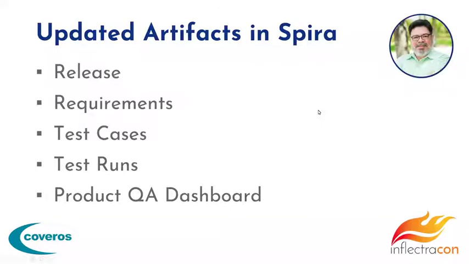As you saw in the demo, we updated the following application artifacts in Spira: the release, requirements, test cases, test runs, and the product QA dashboard to help you make release decisions. We also bring in important information about test results. These updates allow you to see in one place, your Spira toolset, the state of the quality of your application.